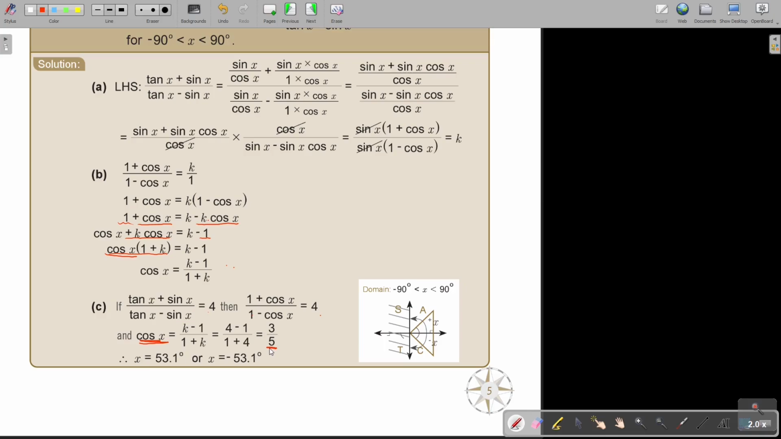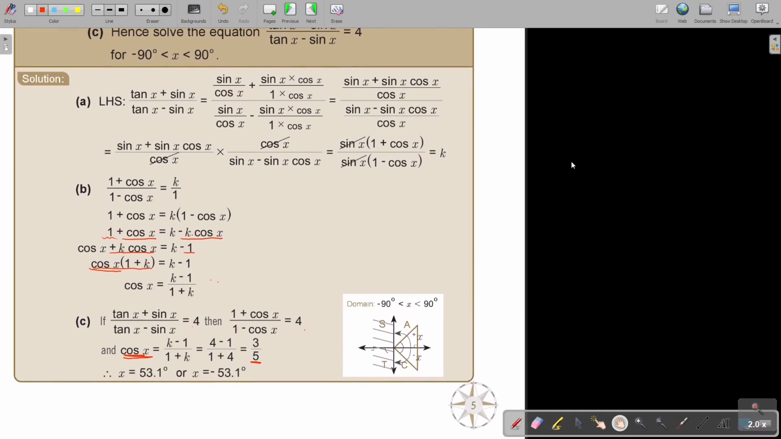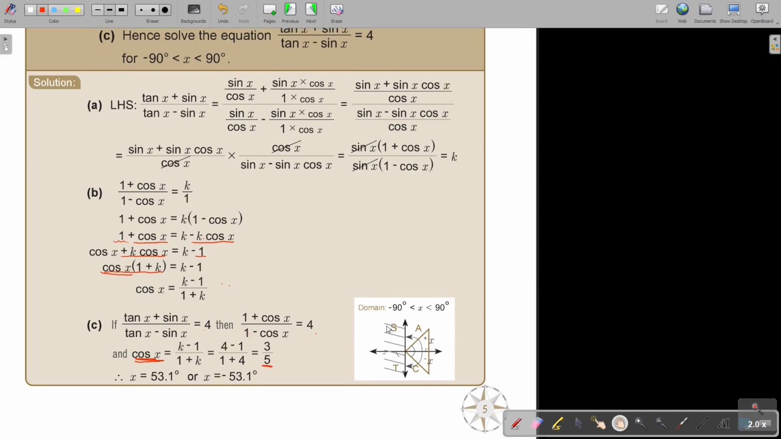Now, where is cos positive? Then don't forget also my domain. My domain is x between negative 90 and positive 90. So this is scratching out, and it's the positive and the negative. Where is cos positive? Cos is positive in the first and in the fourth quadrant. So I go for the positive, so press on your calculator.